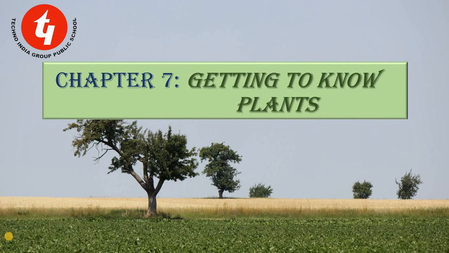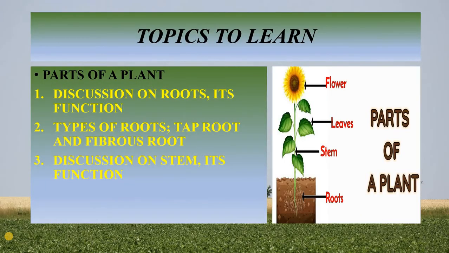Hello, my dear students. We are continuing with chapter number 7, Getting to Know Plants. Let's see what we are going to learn today. In our previous class, we had learned about the types of plants: herbs, shrubs, trees, climbers, and creepers. Today we will be discussing the parts of a plant.